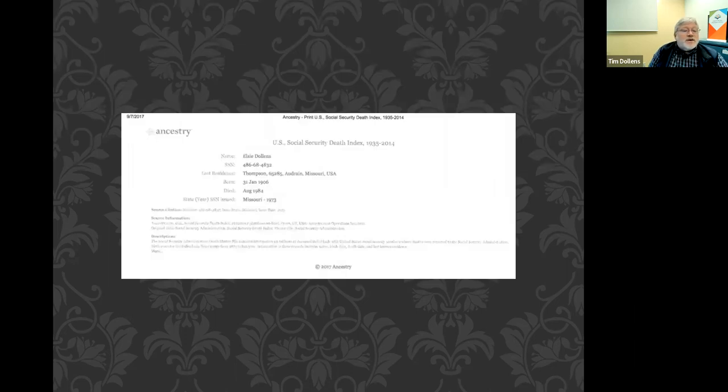This is my grandmother, Elsie Irene Dollens. You get her Social Security number and her last residence when she died. You get her birthday of January 31st, 1906, and the month and year of death. It says she got her Social Security number in 1973 in Missouri. Well, that's when her husband was retiring from farming, so she needed to get her Social Security. You notice this is from Ancestry again, but these are also online in various other resources. Again, very cool records.